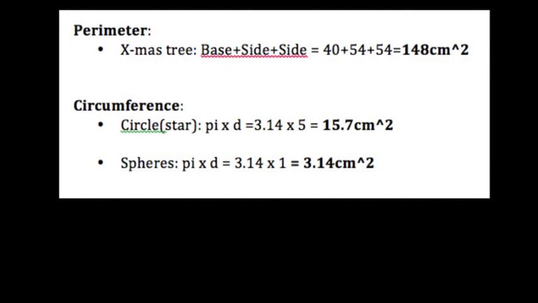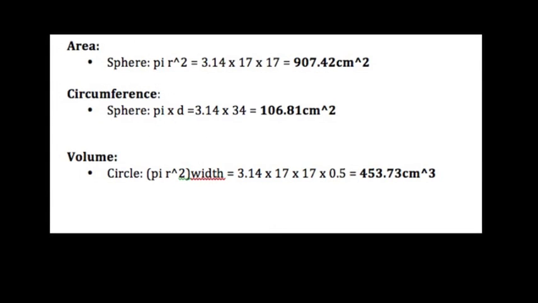The perimeter of the Christmas tree was 148 centimeters squared, and the circumference of the star was 15.7 centimeters squared, and finally the circumference of each sphere was 3.14 centimeters squared.